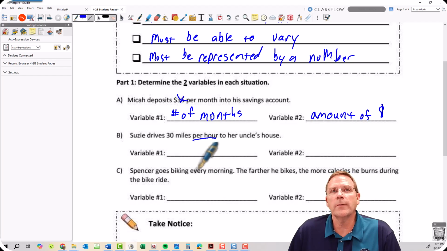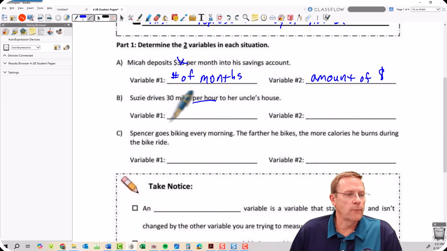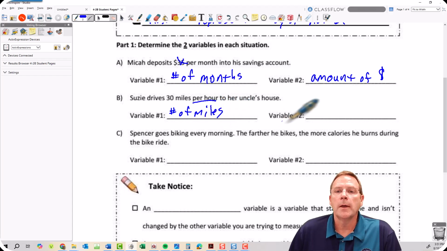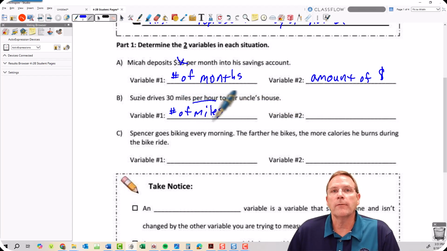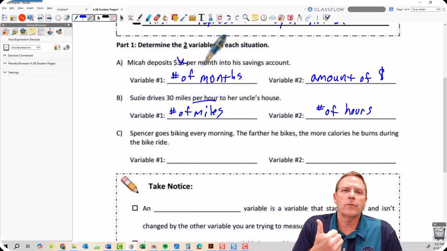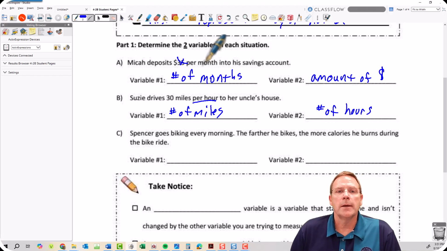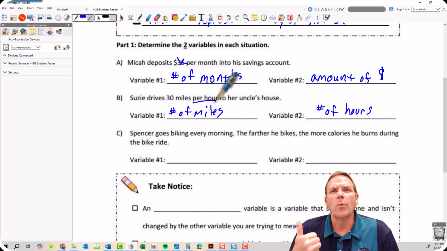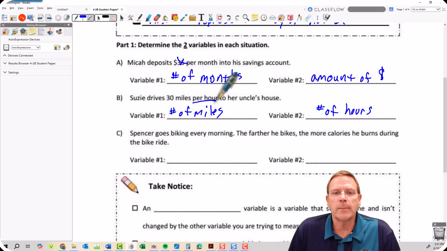So the next one we have is Susie drives 30 miles per hour. There's one of your variables right there, the number of hours to get to the uncle's house. So our very first variable is going to be the number of miles she drives. And then from there, we're going to be able to find out the number of hours that Susie travels, because you've got miles per hour. There's a hint. Just like last one, we had dollars per month. One of our variables is going to be dollars. The other is going to be months. Here we have miles per hour. One of our variables is going to be miles. The other one is going to be hours.